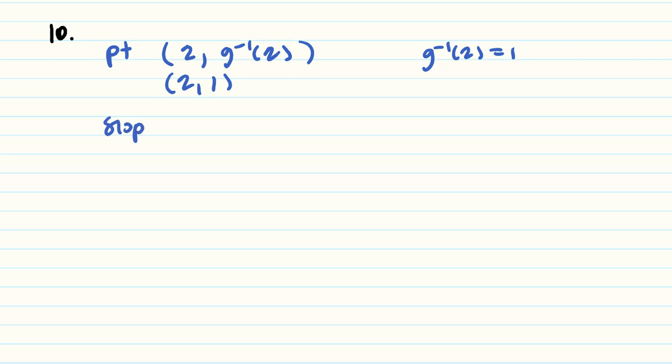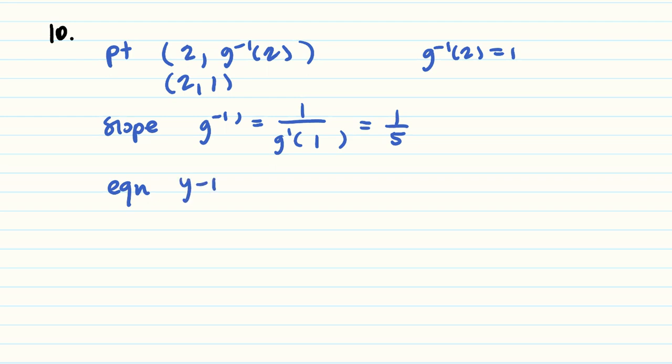My slope is the derivative of g inverse, which is 1 over g prime of g inverse. Well, we found that g inverse was 1. So g prime of 1 in the table is looking like 5, so that's 1/5. So I've got a point and a slope. I'm ready to write down my equation. This is only part A, I guess. The equation is going to be y minus 1 is equal to 1/5 of x minus 2.